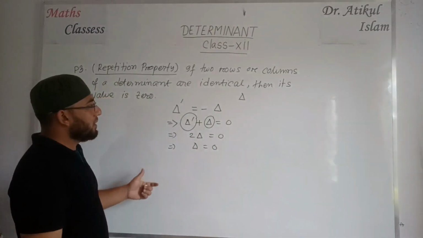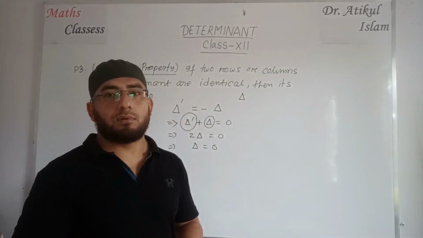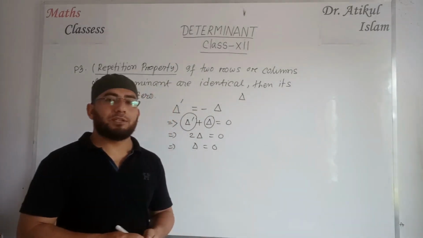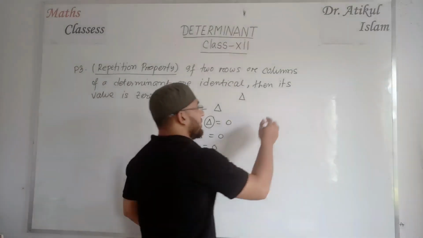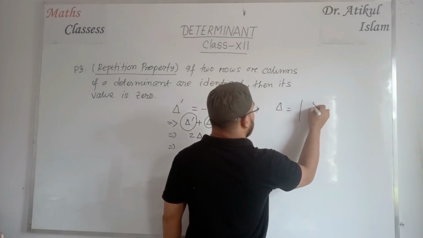So that means whenever there are any two rows or two columns which are identical, the value of the determinant will be 0. Let us take one example. Let you have delta 2 by 2.